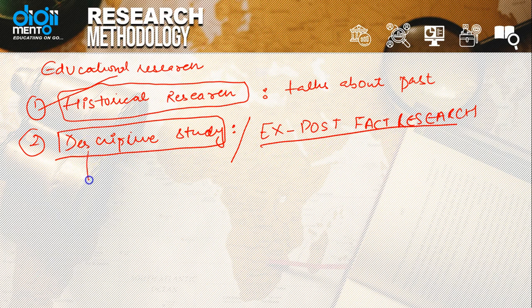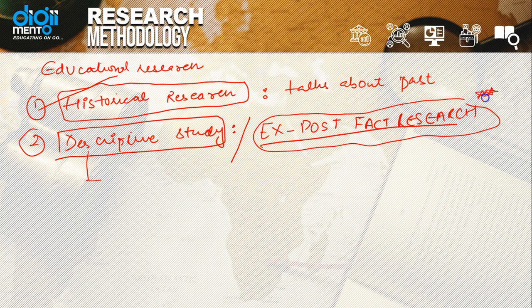In the descriptive study, in social science and business research, we often use the term ex post facto research. This is important; most of the time questions come from this area. In the descriptive study, a researcher has no control over the variables, because he makes this study on the basis of research which already exists.